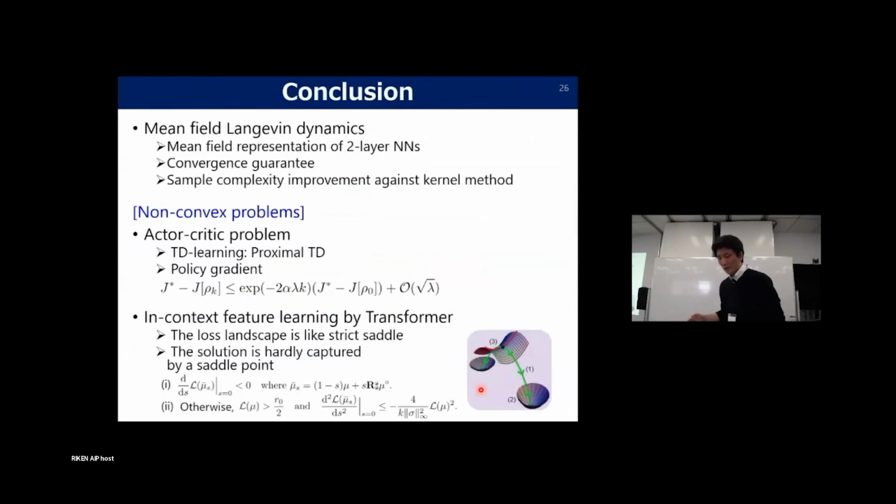I have considered mean field Langevin in the first part, and then I applied it to the actor-critic problem. We also considered in-context feature learning, and we have shown that in in-context feature learning, the loss landscape is strict saddle. The solution is not captured by the saddle point; it escapes from the saddle point, and it converges to the global optimal solution.